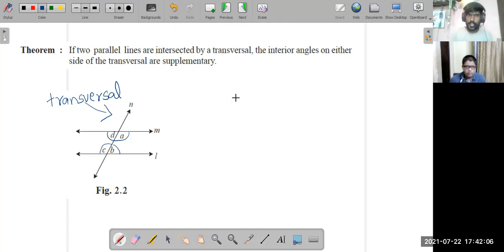Did you understand? I explained the theorem. Did you understand that? I have to find the interior angles. No, that is fine. But the theorem I explained with the diagram, did you understand the statement? The supplementary. Yes. Yeah, sir, the statement is fine.